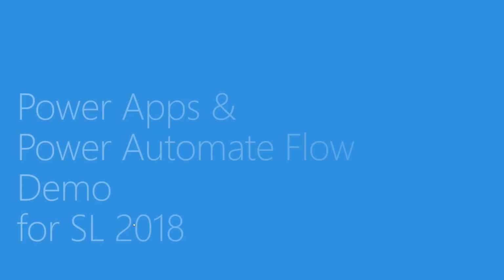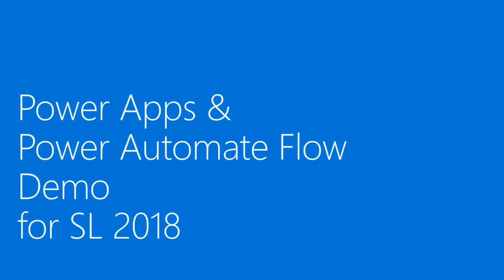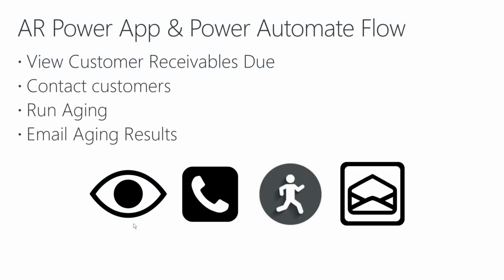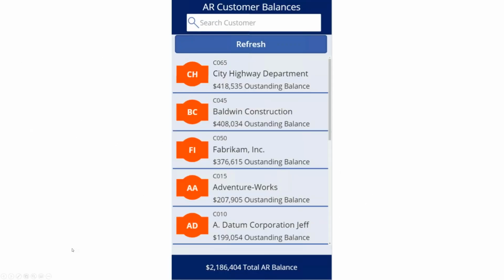Now, an example here just to show you how some things can work together. Hopefully you've seen this before, it is my Power App and Power Automate Flow demo. What we wanted to be able to do is create an application so somebody remotely can take a look at customer balances due, connect to the contacts so they can contact those people, and if they see something wrong, be able to run an aging remotely, as well as email the aging results to be able to see what they were. So we've created 2 versions of this application. Again, this is available to you.